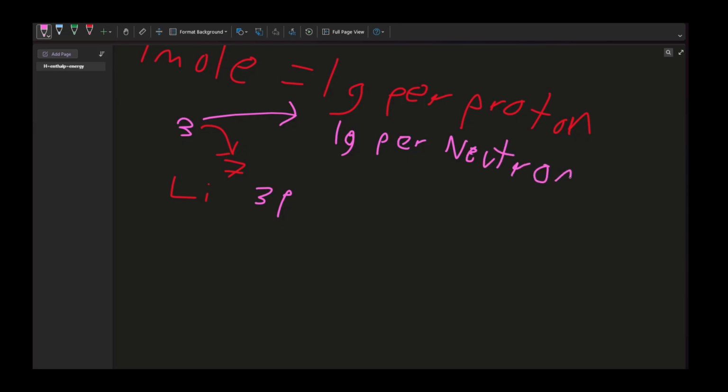So because we know this is lithium, it has to have 3 protons, 3 of the grams must come from protons, and the other 4 grams must come from neutrons. So we can tell that this atom has 3 protons and 4 neutrons, and that's how we get this number right here, which represents the molar mass.